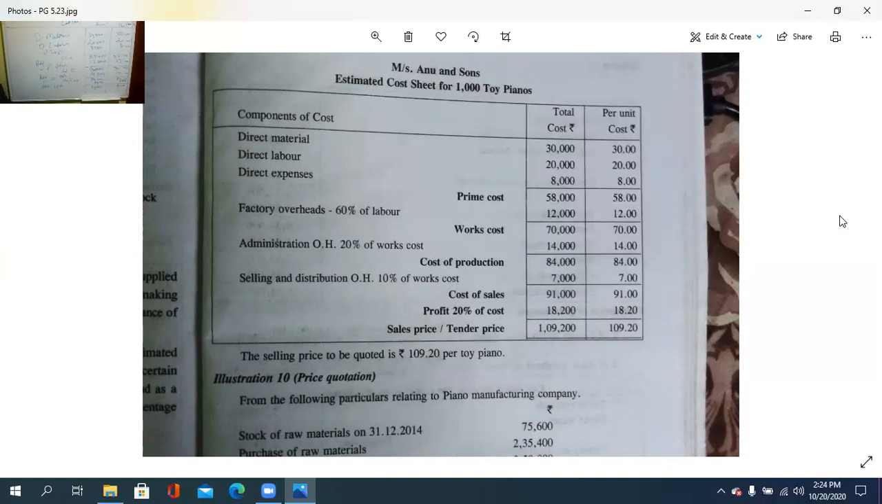So look, 91,000, 20%. It is 18,200. See, 18,200 is the profit. So it is how much? 18.20. So per unit this is the sales. So 91,000 plus 18,200. So it is how much? 109,200. So per unit is how much? 109.2 per toy piano. So selling price to be quoted at 109.2 per piece.